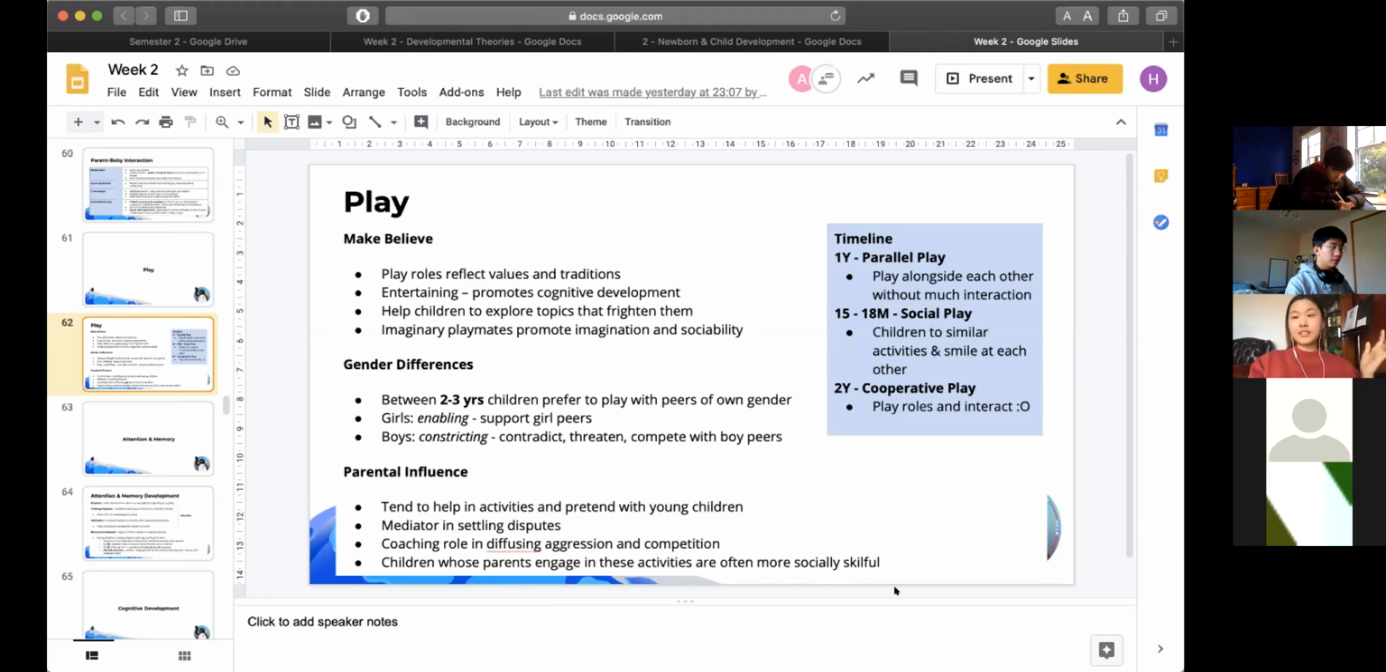So obviously there's going to be parental influence. Parents like to help in these activities. We like to pretend with younger kids. Often they'll be the mediator in settling any disputes that come up, and they have a very integral role in diffusing aggression and any competition that comes up. Basically, children whose parents engage with them in these play activities will end up developing to be more socially skillful. So that's what we want. You want to play with your kid, which is kind of obvious, but yeah.